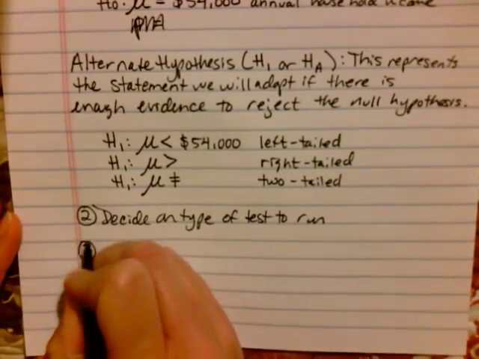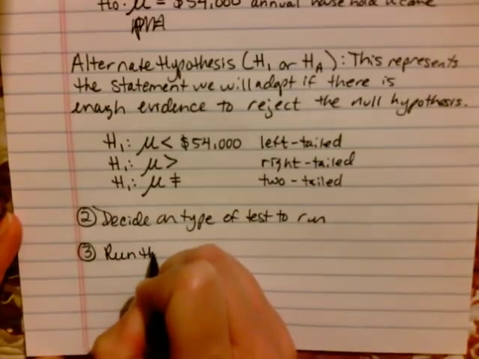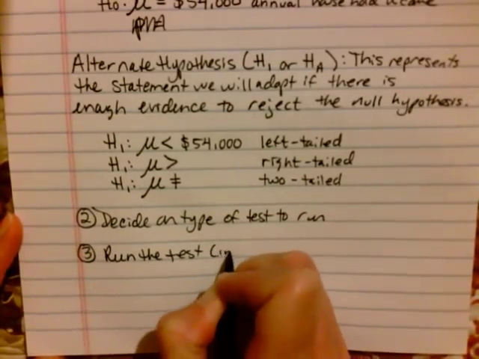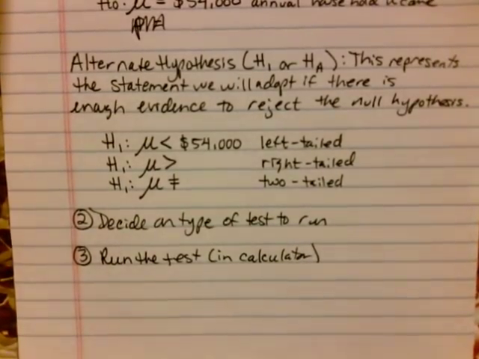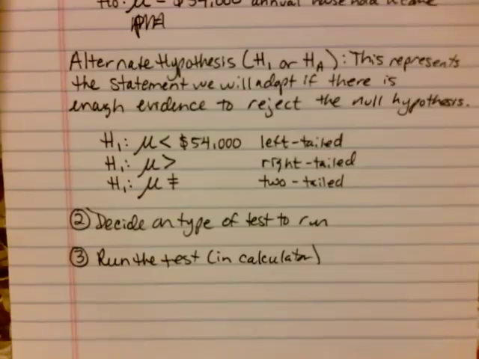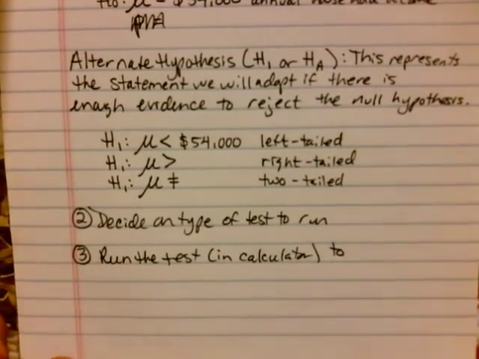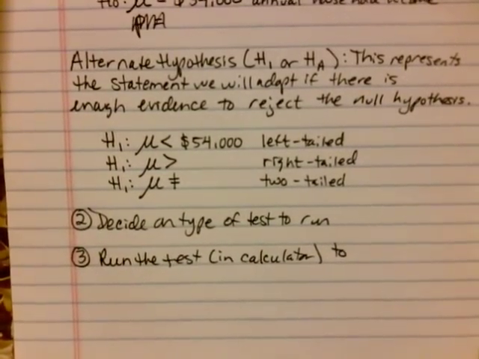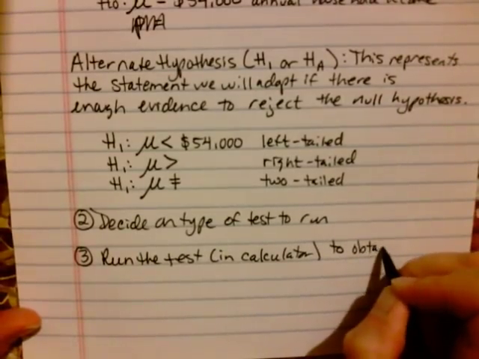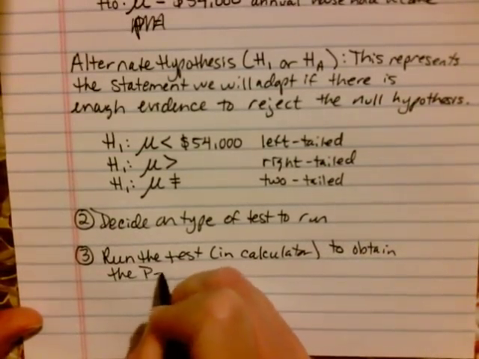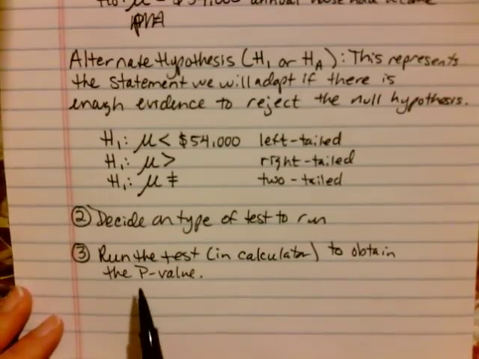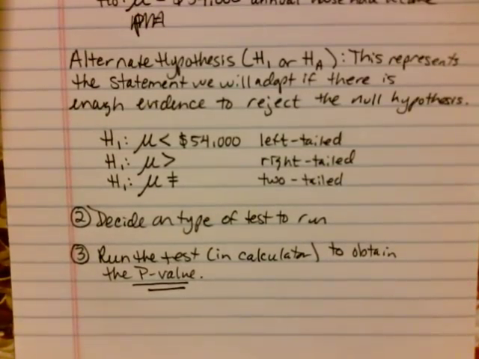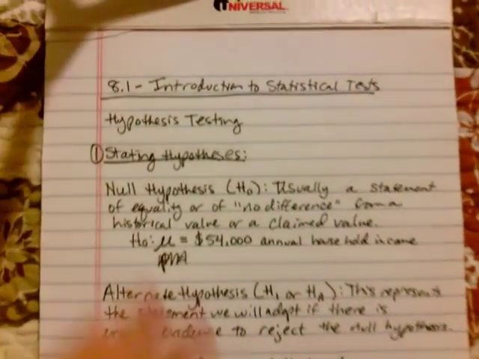Then, step 3, we actually run the test, and this is done in the calculator, to obtain what's called the p-value. Okay, so this part will be done in the calculator, actually running the test. And the outcome of that is we're going to get this thing called a p-value. So let me tell you a little bit about what your p-value represents.